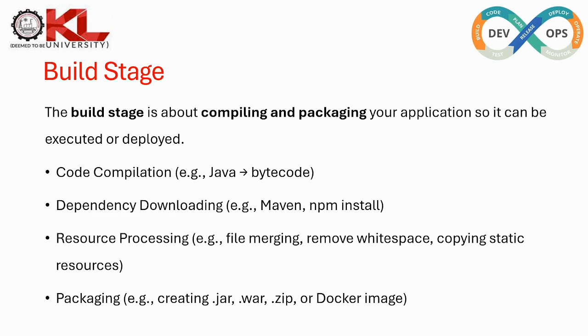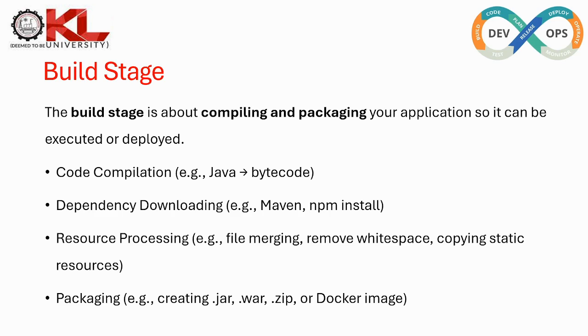In the build stage, compilation and packaging happen. A few other operations also happen during the build stage. That is code compilation. If it is Spring Boot code, the Java files are converted into bytecode. If it is a React application, the required dependencies are downloaded using npm. If it is Spring Boot, Maven is used to download dependencies. Resource processing also happens, which means it tries to remove white spaces, and if there is any duplicate code, it is removed.